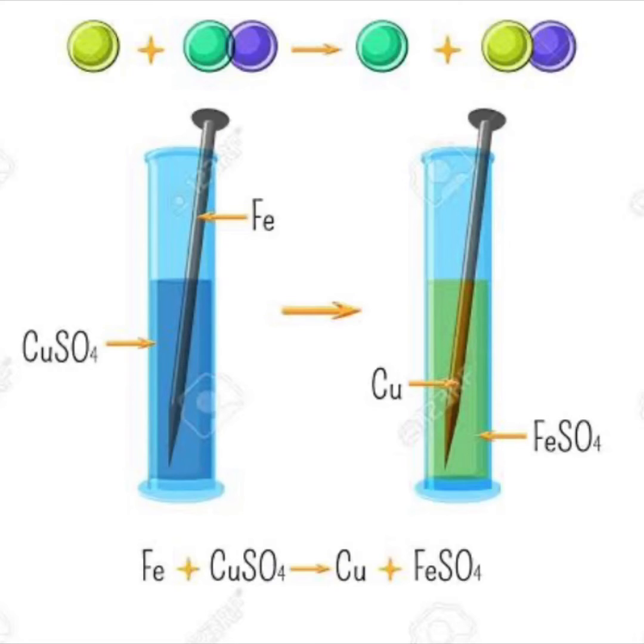The chemical equation for this reaction is Fe, solid state iron, plus CuSO4 AQ, that is copper sulfate solution, which is blue in color, yields FeSO4 aqueous solution, which is iron sulfate solution, and that is green in color, plus Cu solid state, which is copper.